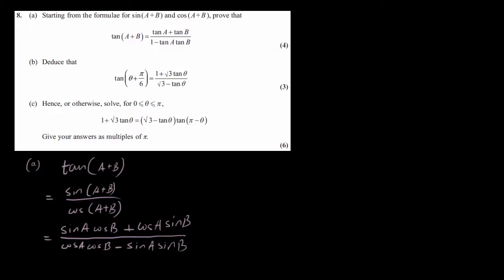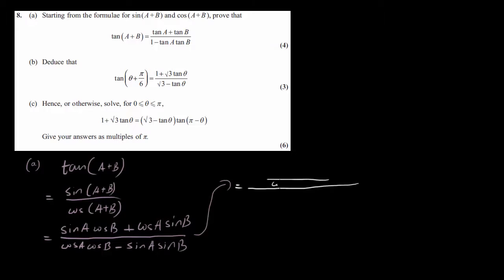Now comes the trick. What needs to be remembered over here is that we have to divide both the upstairs and the downstairs by cos A cos B. The reason we are doing that is because there is a 1 downstairs, and in order to make that 1 we need to divide both upstairs and downstairs by cos A cos B, and that is the trick we're going to use. So let me do that over here.